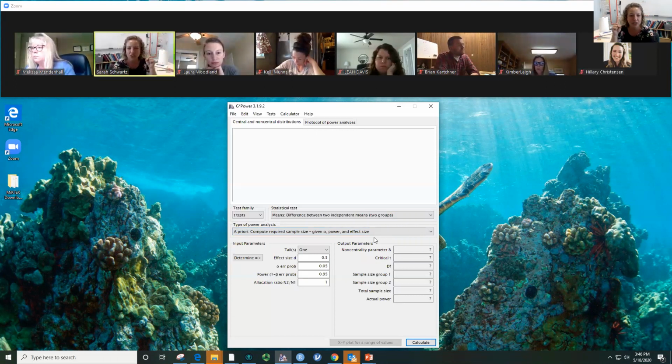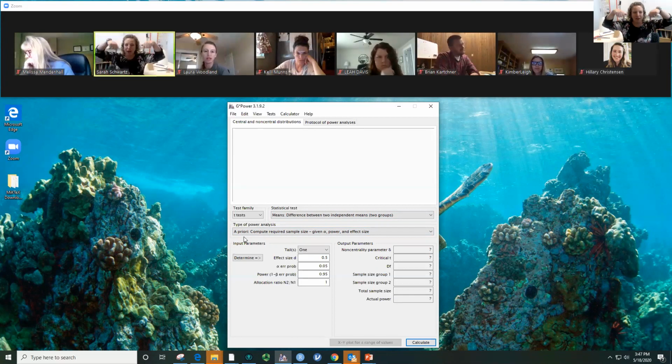Okay, so we're going to do a power analysis for the difference between 2 independent means to decide on the sample size we need before we do our study. That's the middle group. Now notice this top part is still blank. It'll be blank till the end. It'll make a plot there eventually.